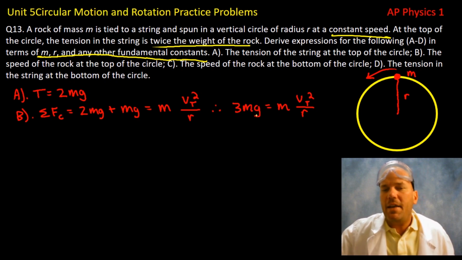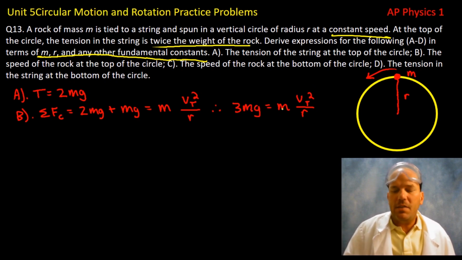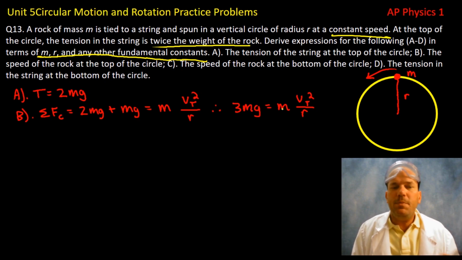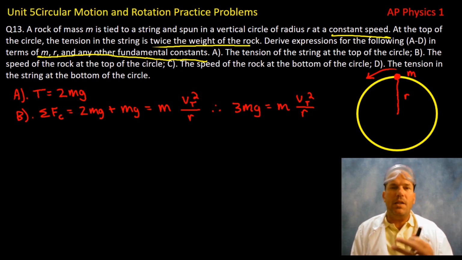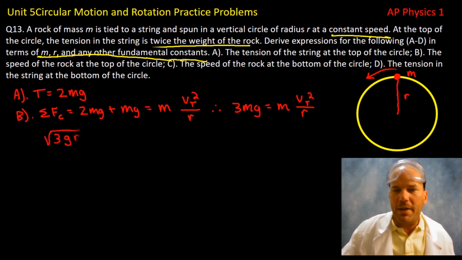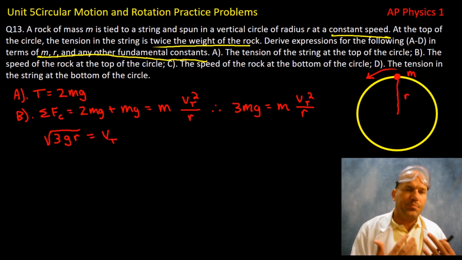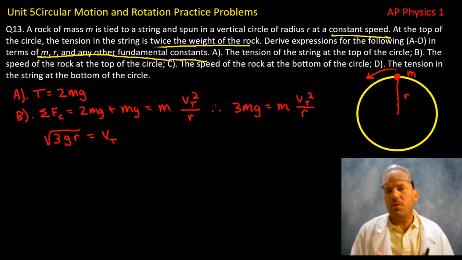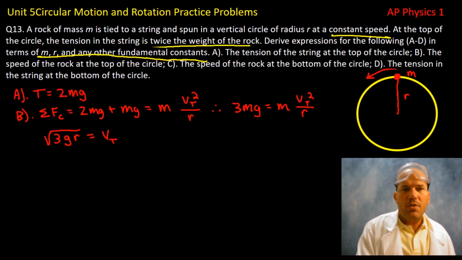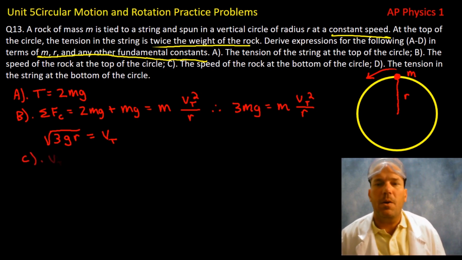We're then going to add and simplify this, and remember, for this particular question, we're being asked for the speed at the top. So let's multiply both sides by the radius, and let's take the square root of that quantity and solve for our speed to be equal to the square root of 3 times the acceleration due to gravity times r. And that is our answer for part B.